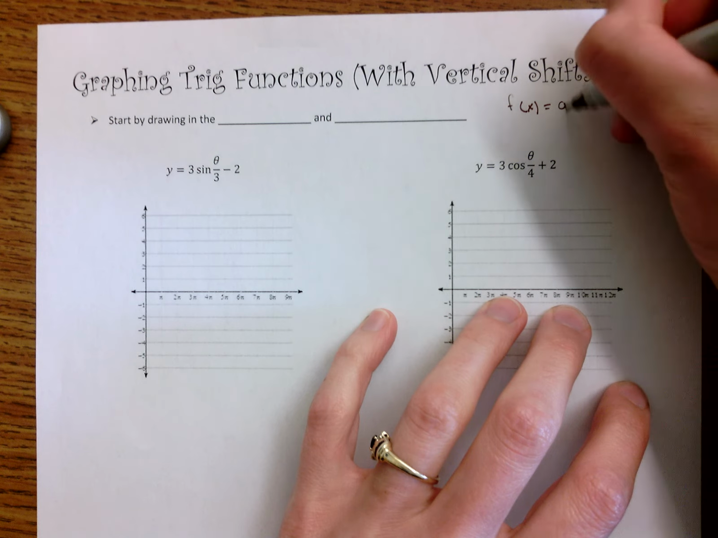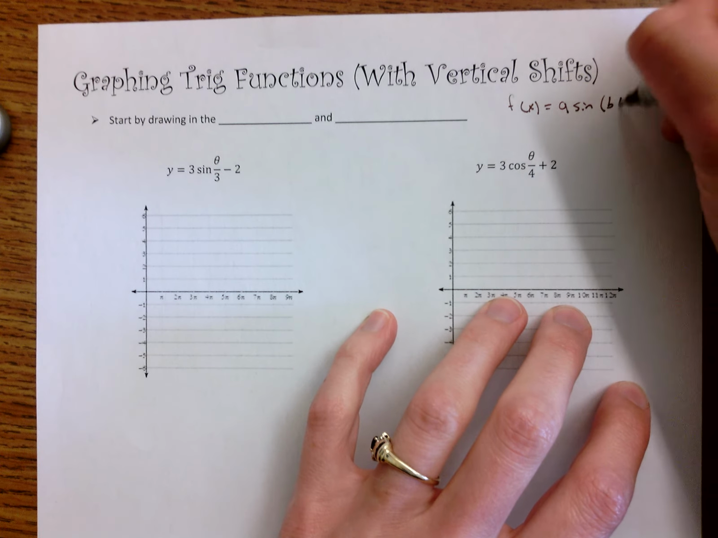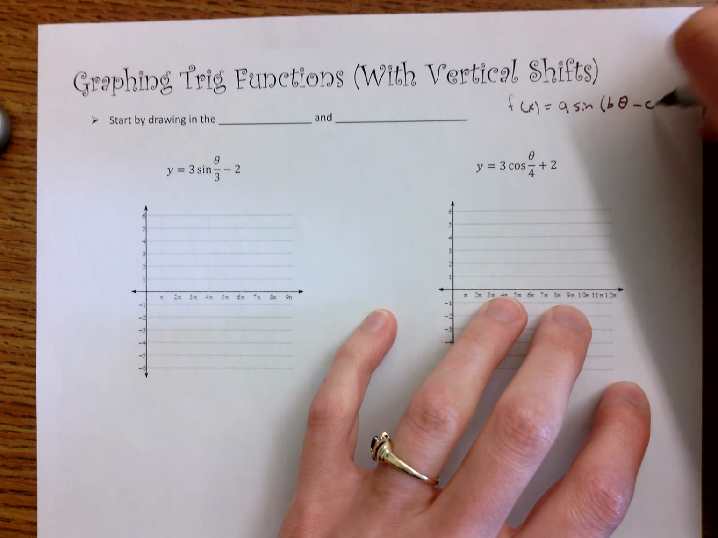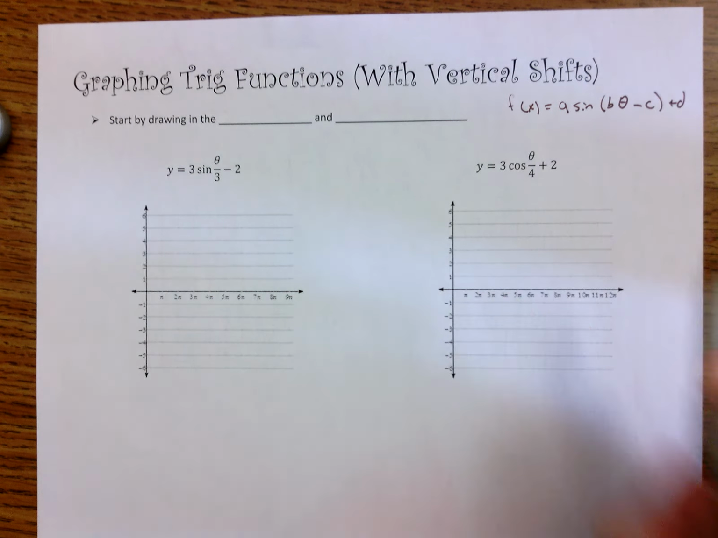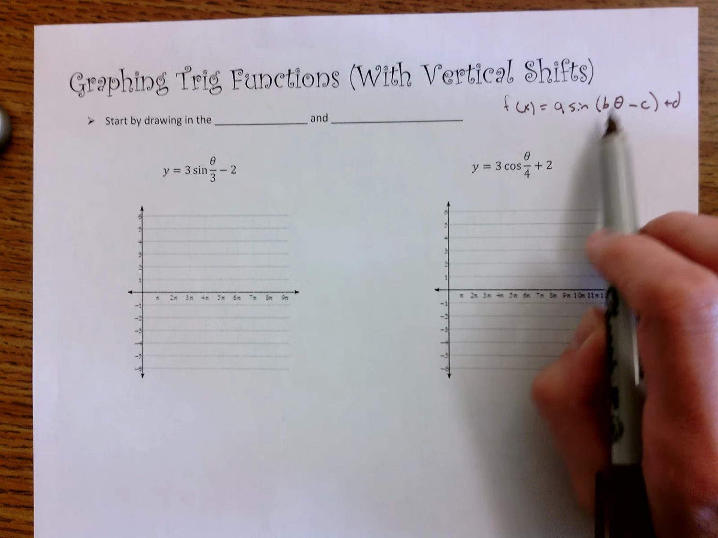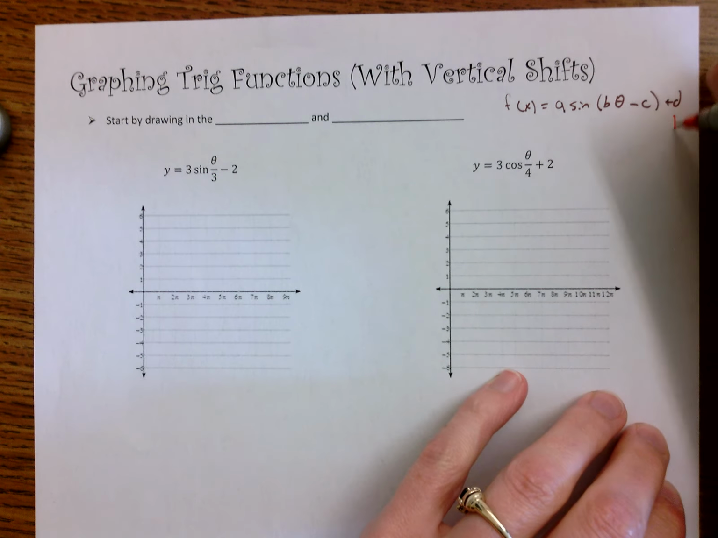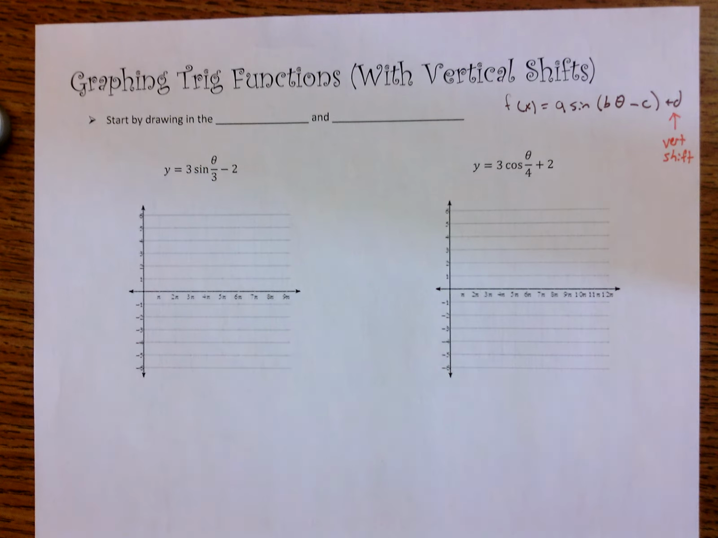So we said that we did A, which was our amplitude, times the sine of B theta minus C, plus D. We used A for our amplitude, and we used B to help find our period. When you're looking at these functions, to figure out any vertical shifts, you always want to go to the end. This is going to tell you if you have any kind of a vertical shift. That's our key thing that we're going to add in today.